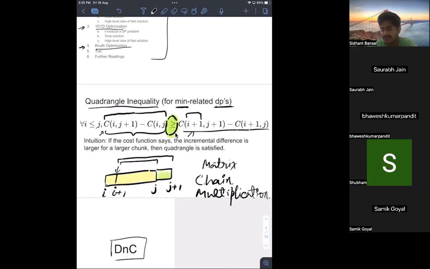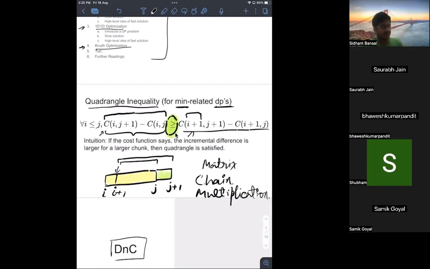Another thing to note is that the implementation part for any of these optimizations is the easy part. The proving part, whether this optimization will work for that particular DP question that you're encountering, that's the hard part. That's the general idea of DP optimizations. The implementations are generally easy.